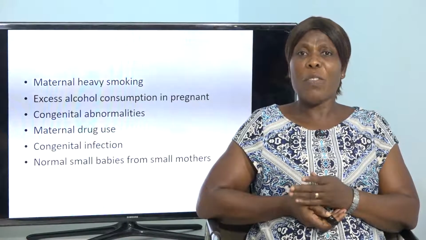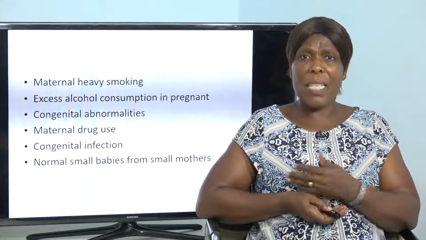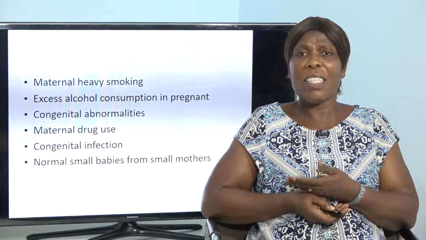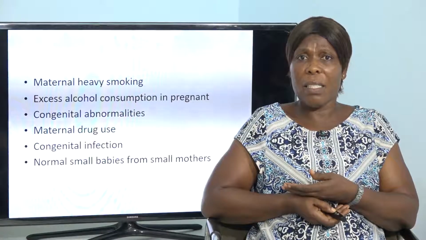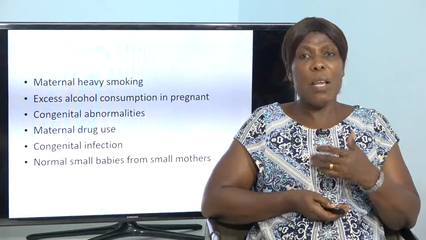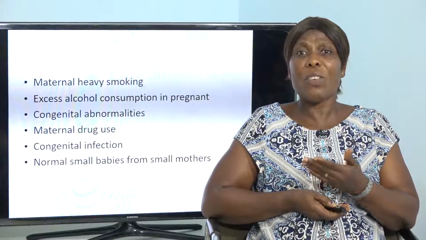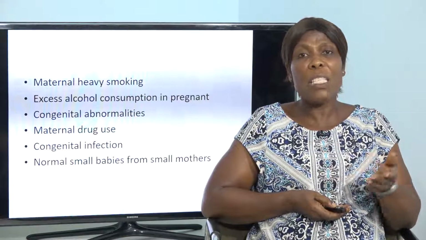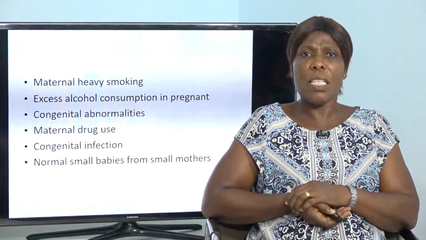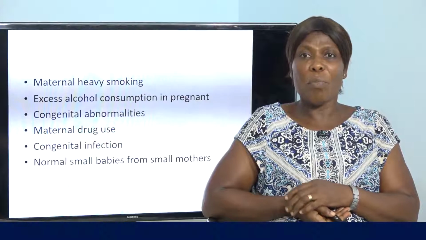Congenital abnormalities: some of them, the moment there's fertilization, there's some form of abnormality. I always say that most of the abortions that occur are as a result of these congenital abnormalities. God, in his own way, knows that the fetus being formed will not be a normal human being, so the best way is for the baby to die or to be born prematurely. And when they have these congenital abnormalities, the moment they are born, within a few weeks, they pass away. Maternal drug use can also bring about premature delivery, as well as congenital infections, and then normal small babies from small mothers.